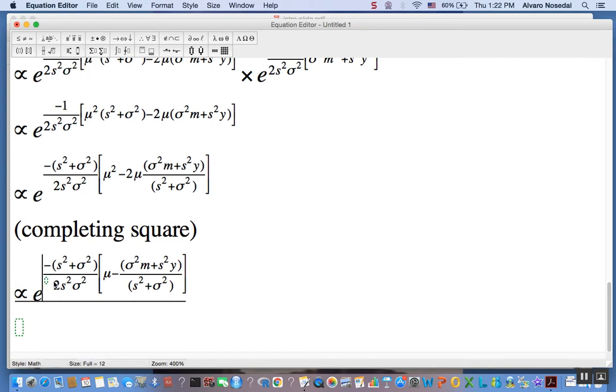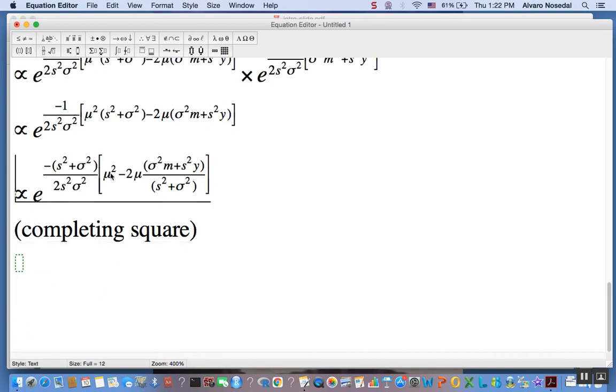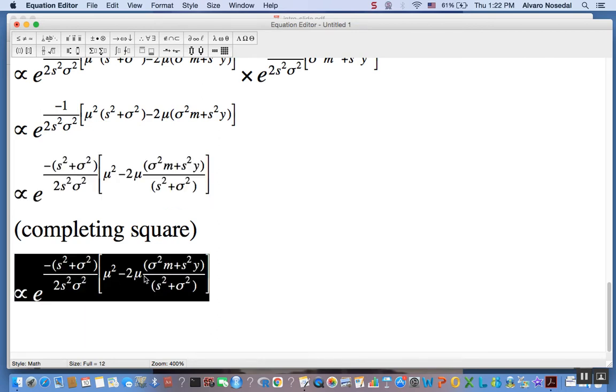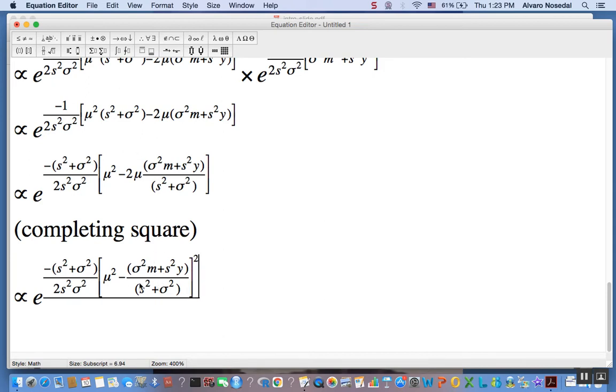Let me just get rid of this. Copy paste again. So what I want is to place a square here. That's what we need. We just complete the square. We know that this would be the right term. We don't need this guy here anymore.